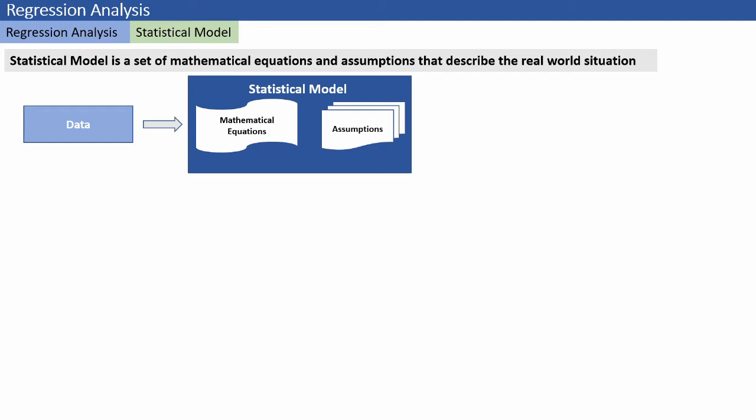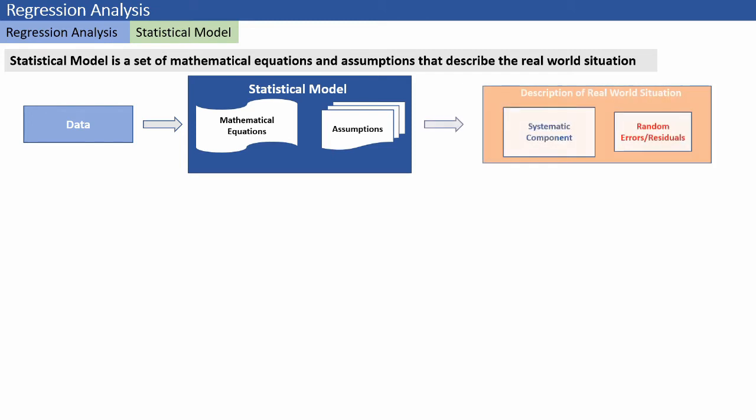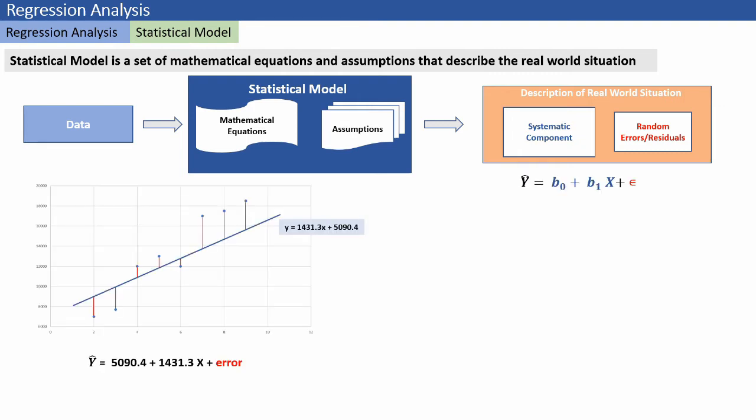So, in summary, a statistical model is a set of mathematical equations and assumptions. The purpose of a statistical model is to explain the real-world situation with minimum errors. The statistical model breaks down the data into a non-random or systematic component, which can be described by mathematical equations, and a purely random component, which is called errors. For example, when the data is fitted to a straight line, the systematic component is explained by the straight line equation y = b0 + b1x, leaving out the random errors. The straight line equation and errors together explain the real world situation.